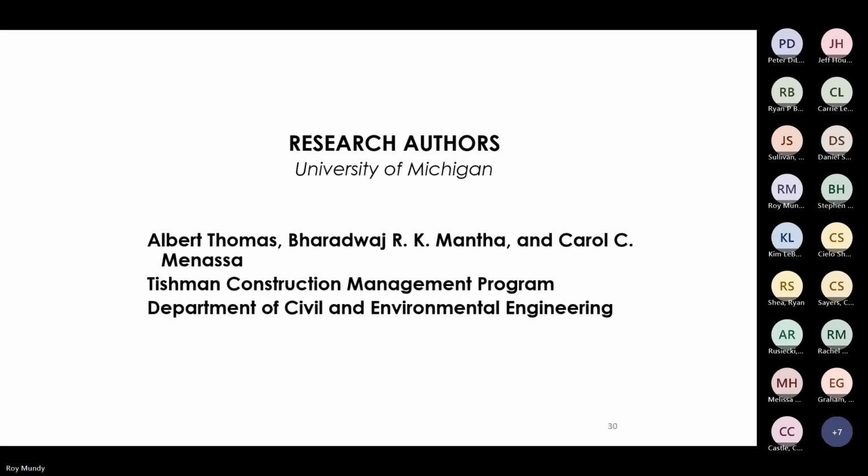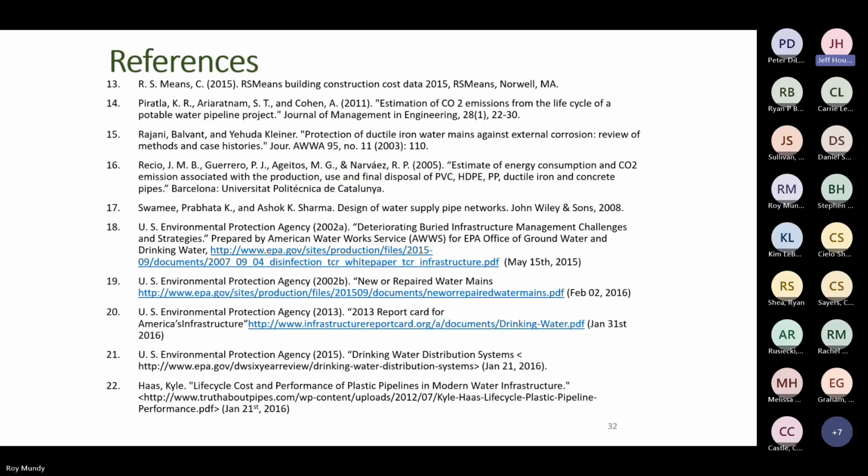Hey, Roy, I see we've got a question in the chat. Okay. I'll read it to you. Okay. In the life cycle cost analysis of PVC versus ductile iron, the C value of ductile pipe generally decreases as the pipe gets older. Was the C value change considered?